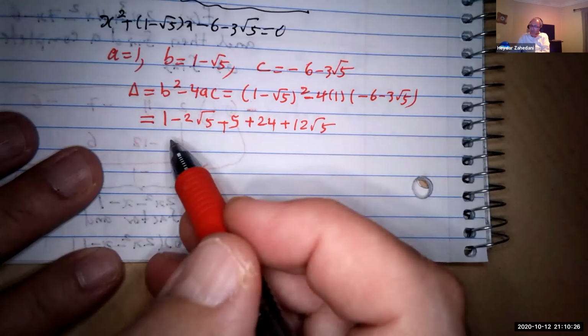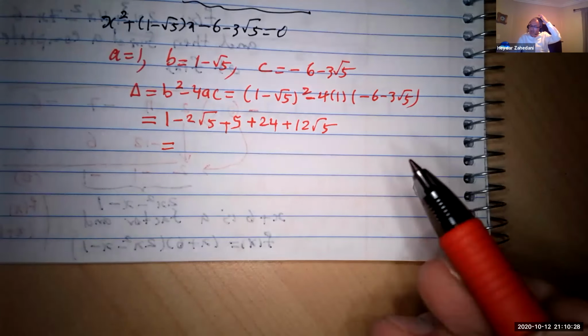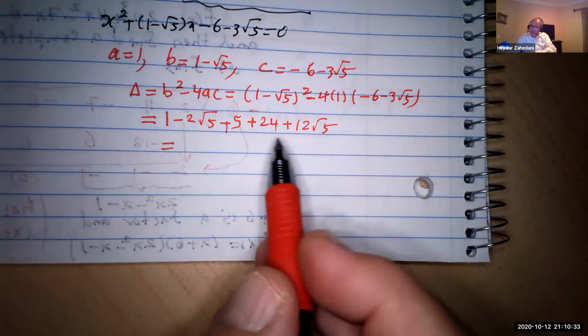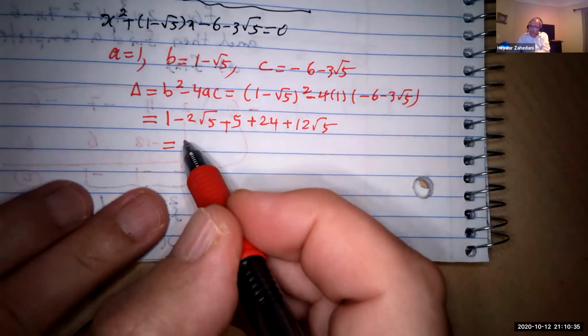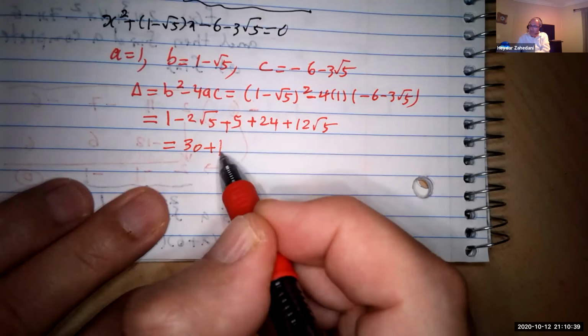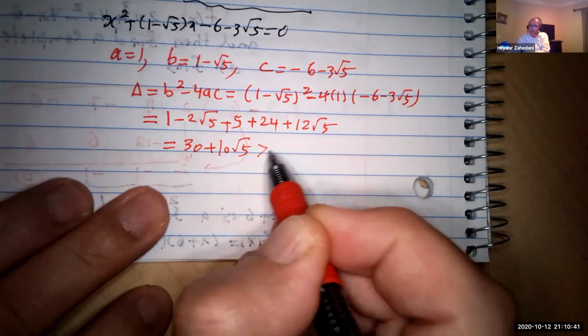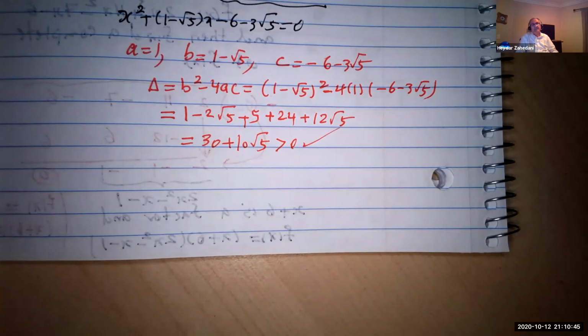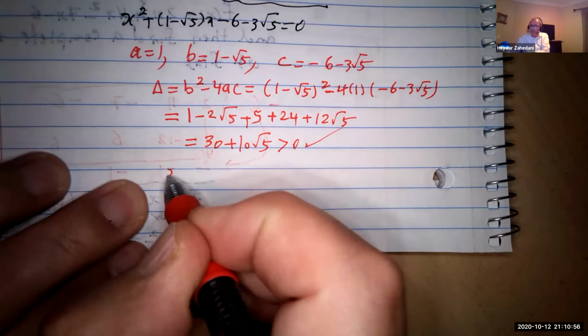So if you put them together, eventually you have to use your calculator for this one. Okay, that's going to be 30. Negative 2 radical 5 gives you 10 radical 5. You see, this is going to be positive, because positive means there is a solution. But you have to use your calculator to get these numbers.